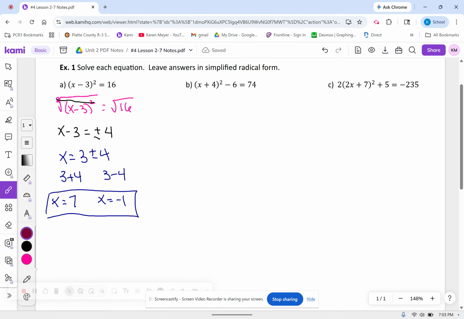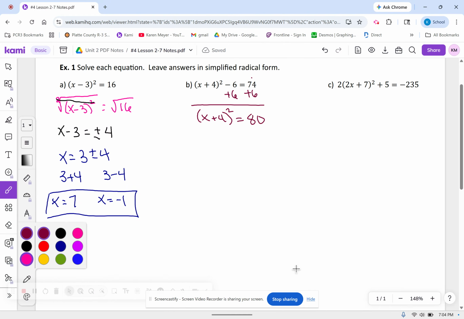On the next one, I do notice that this problem has a -6 behind the parentheses. So the first thing I want to do is get rid of the -6. So I would start by adding that over. So then I get x plus 4 quantity squared equals 80. And then I can say, how do I get rid of a power of 2? I'm going to take the square root of both sides.